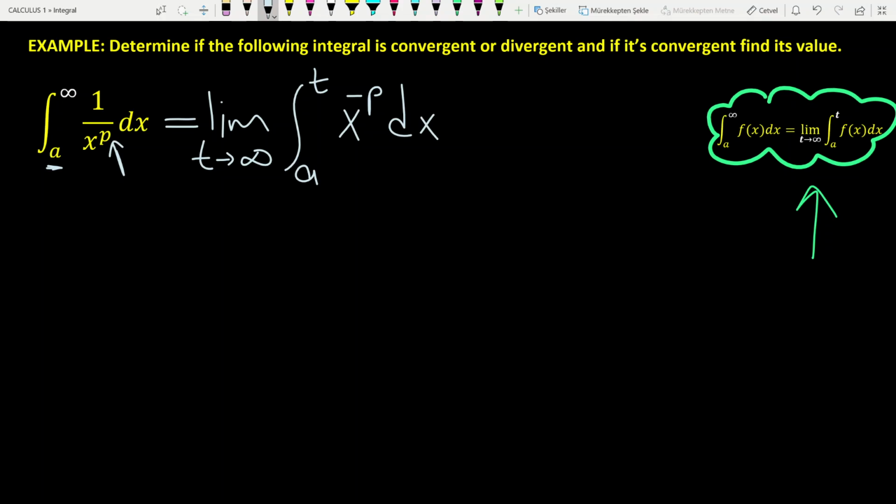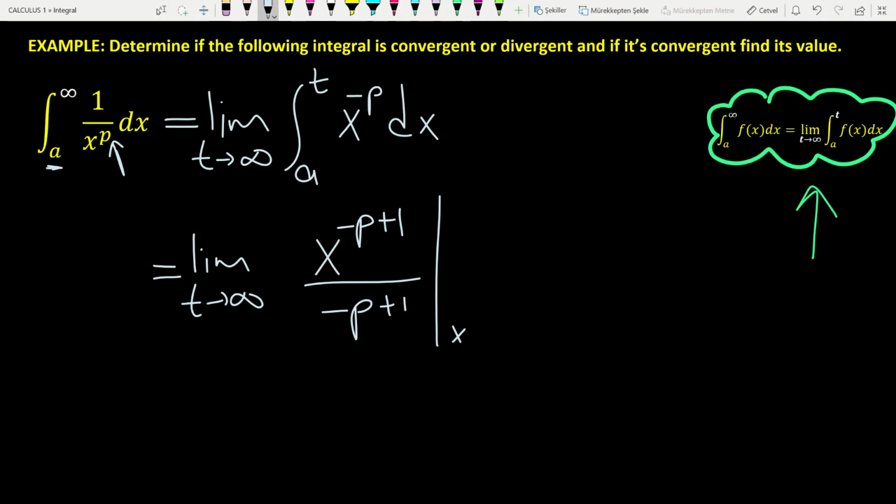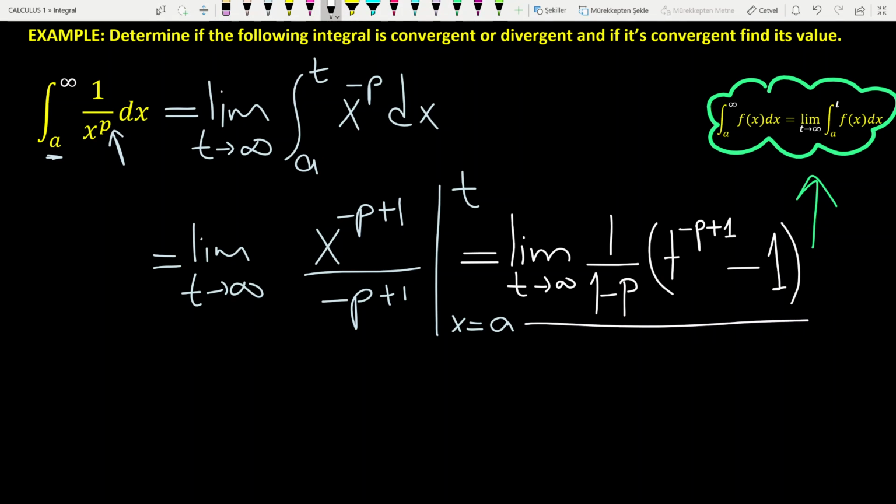Now we can apply the fundamental theorem of calculus. Let's first write this limit expression, as t tends to infinity. This is x to the power minus p plus 1 divided by minus p plus 1, with x from a to t. Putting the boundaries of integration in, we have this expression. I substituted this, and look at the power of t here.